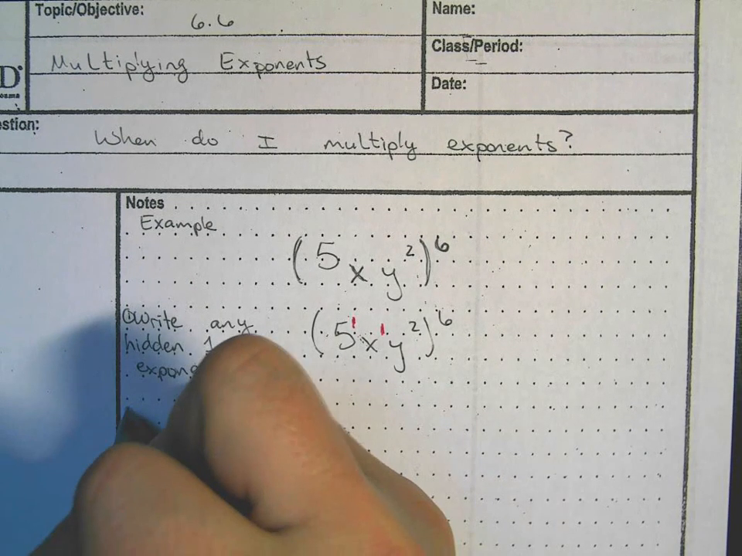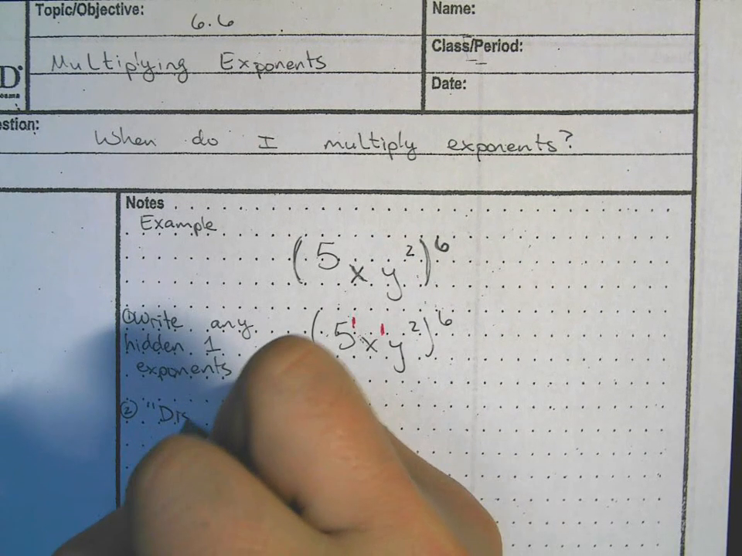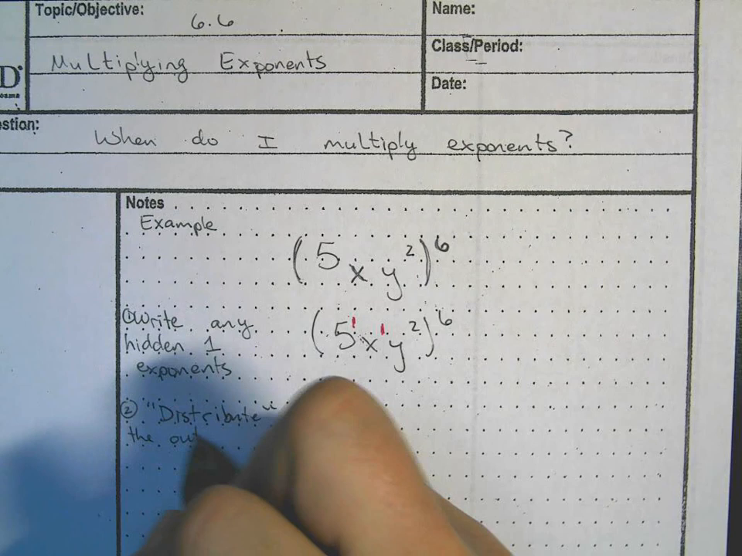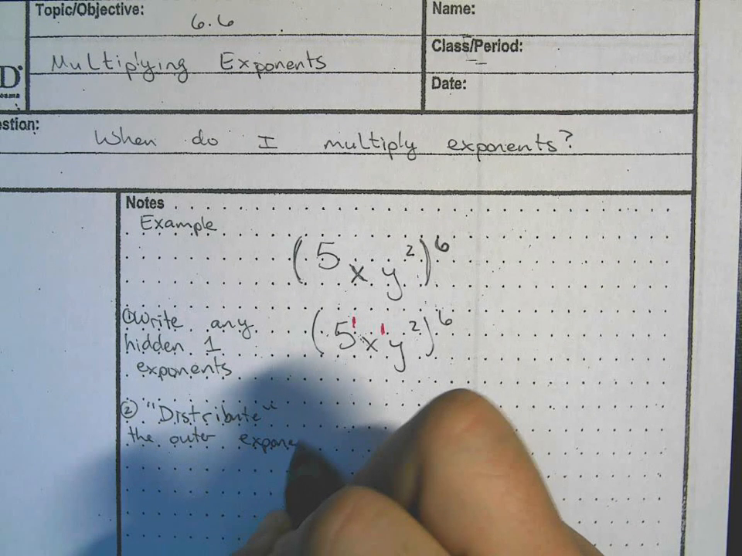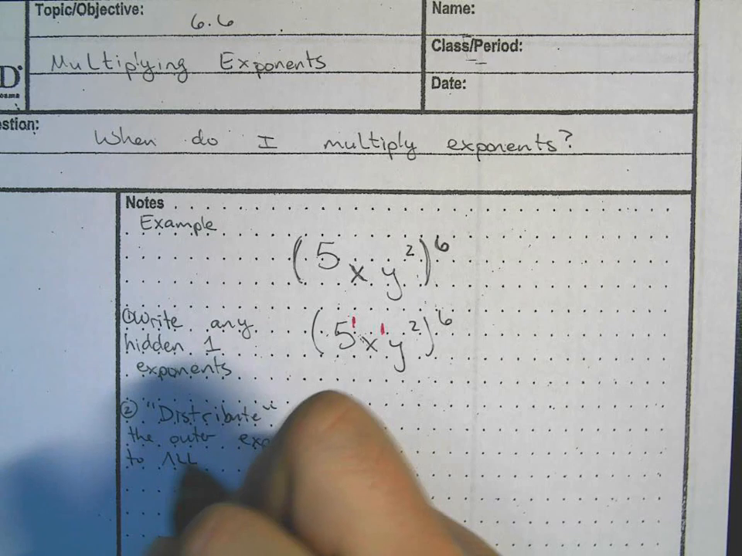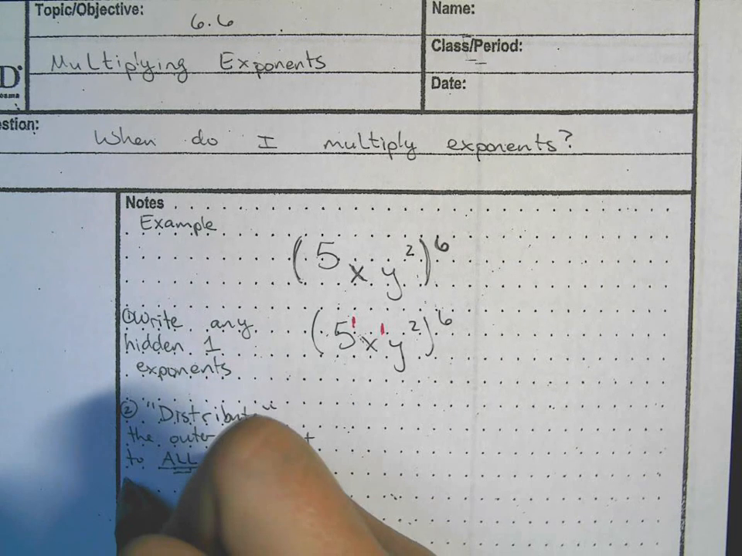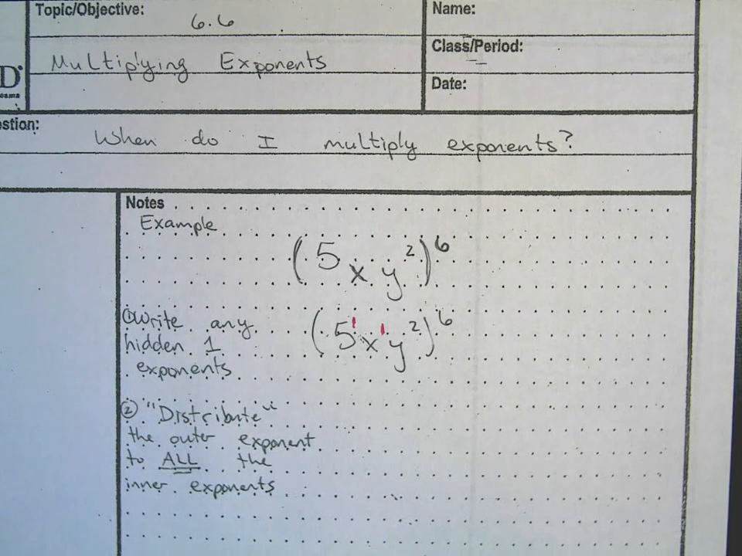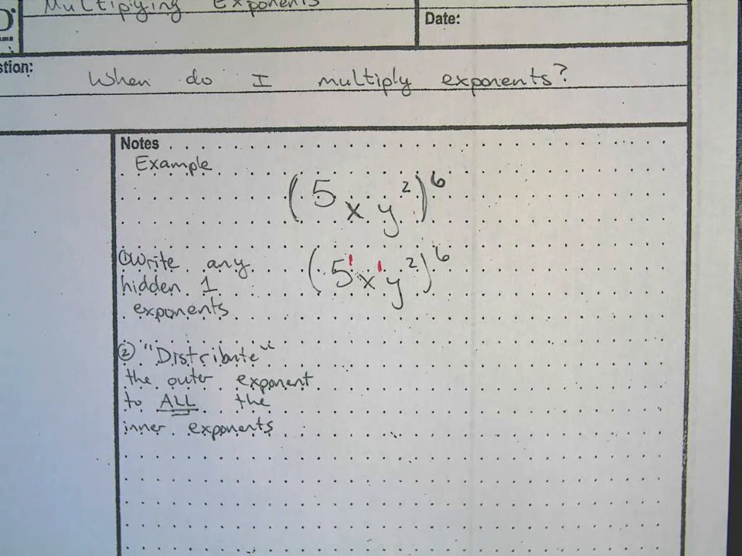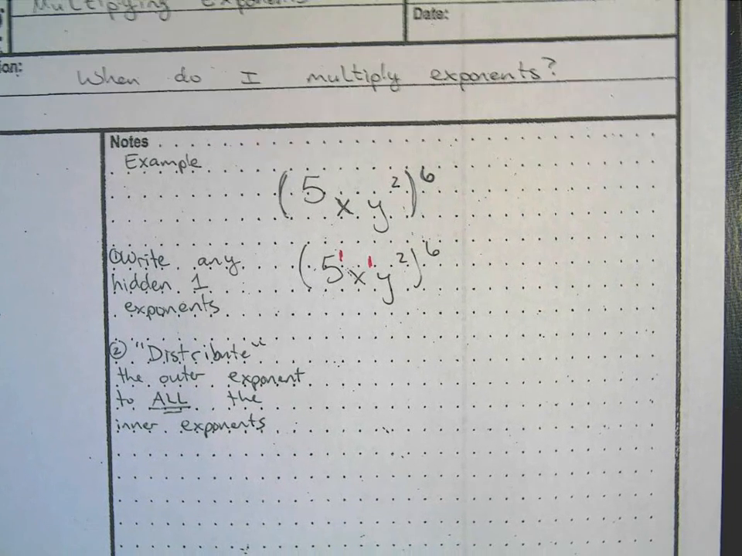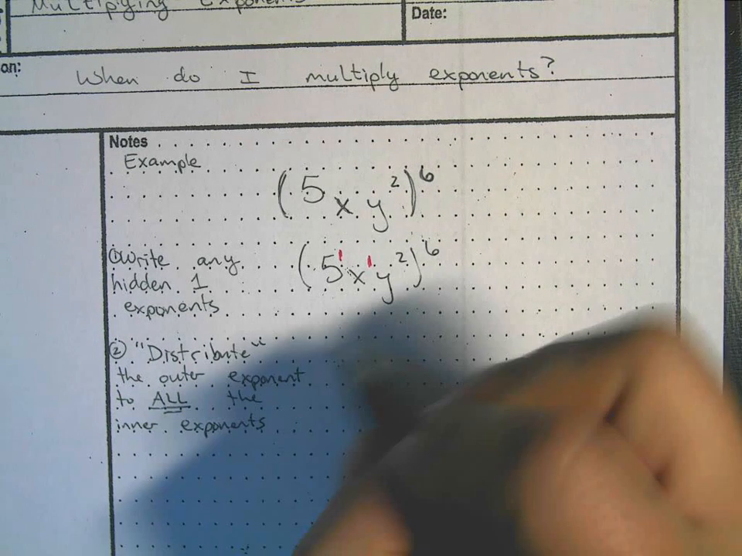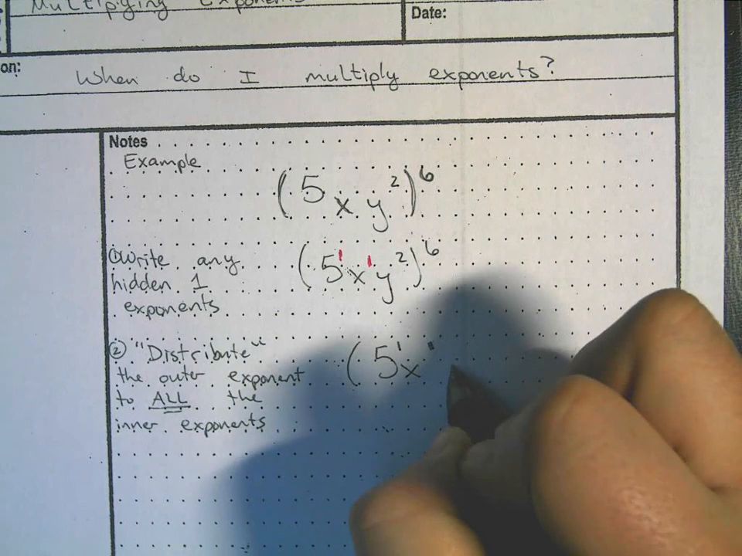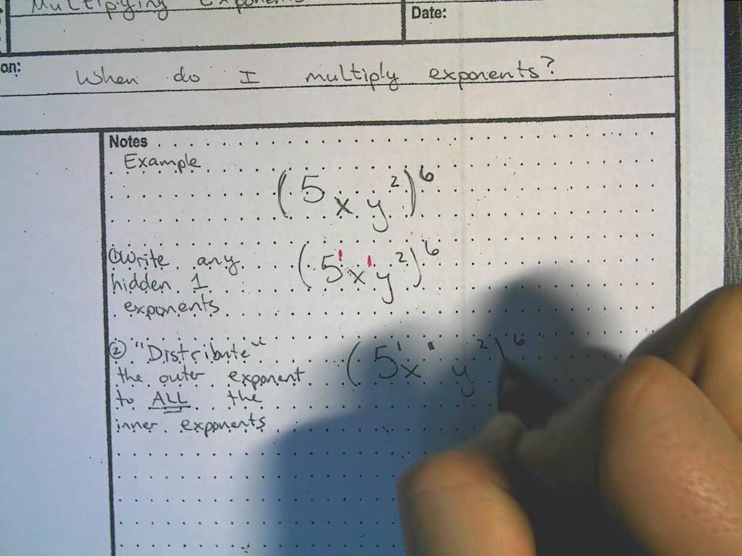Step 2 will be to distribute the outer exponent to all the inner exponents. I'm referring to outer as outside of our parentheses and inner as inside the parentheses. So I'm going to take what we have written, 5 to the first, x to the first, y to the second, raised to the 6th.